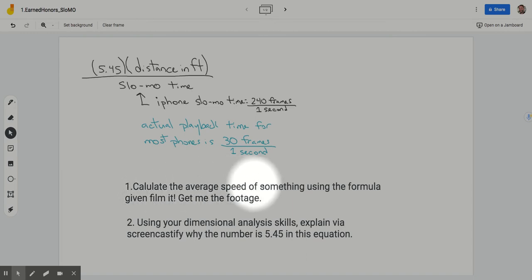Calculate the average speed of something using this formula, right? That should be easy to do. I want you to film it. Give me the footage. This is part of the requirement. Okay. Now this is the beefy part of it here.